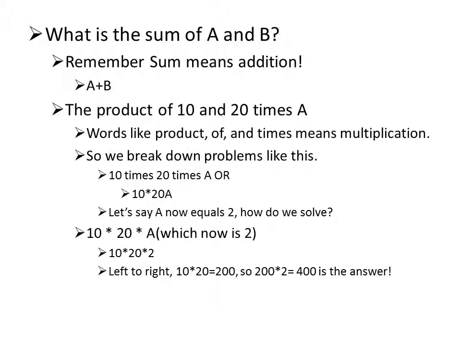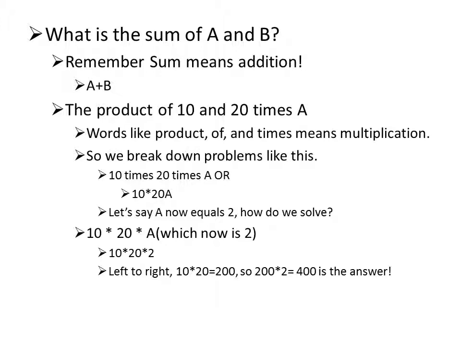Let's say, just because you're going to have this on a quiz, a is going to have a value. What do you do? You substitute, let's say, a is 2. We're simply making this up. Okay, we have a problem. It says a is 2. Okay, cool. Well, we know the formula is 10 times 20a.